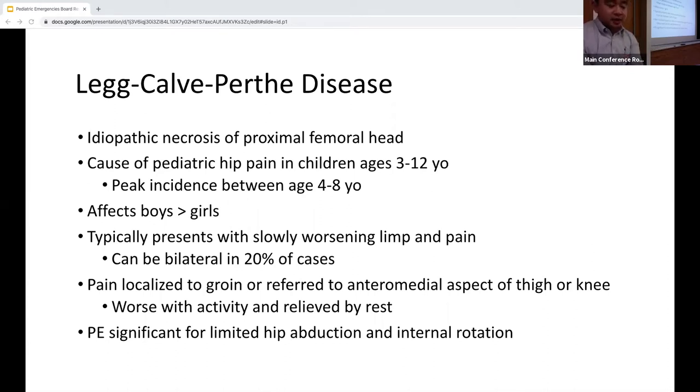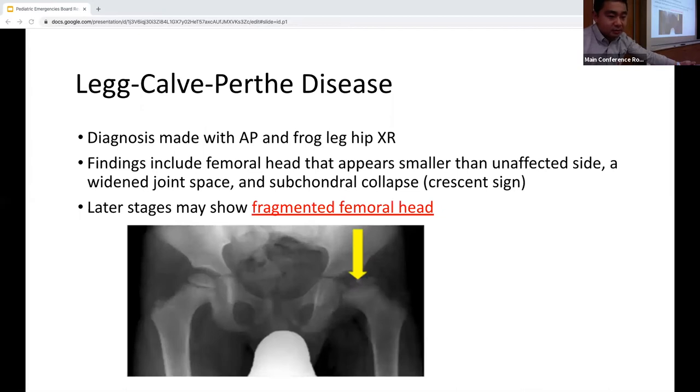And it's typically an indolent presentation, so a chronic, slowly developing hip pain, and it could also be bilateral. Usually worse with activity and relieved with rest, and there's limited hip abduction and internal rotation on physical exam. This is a pretty classic board question and something they're going to be tested on. The way you diagnose it is with an x-ray, obviously, with AP and frog leg x-rays.